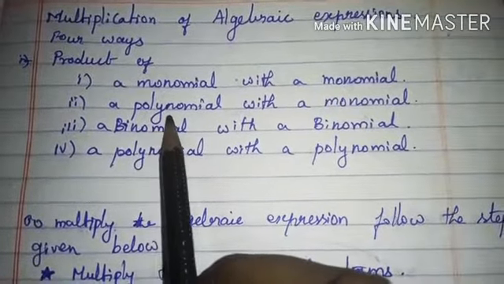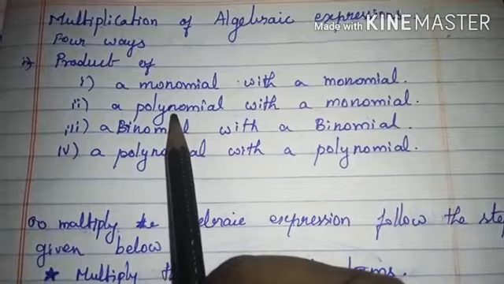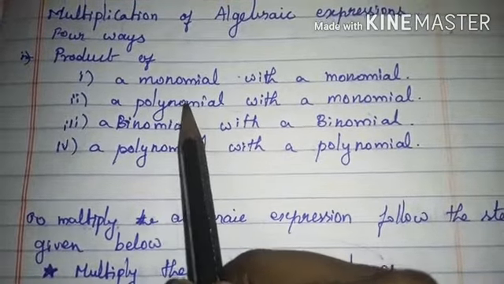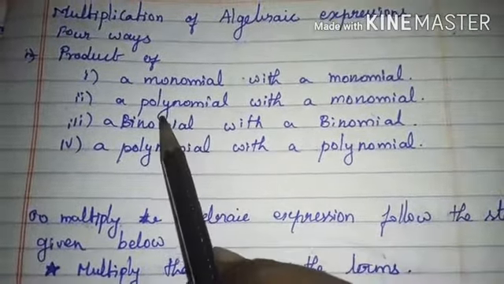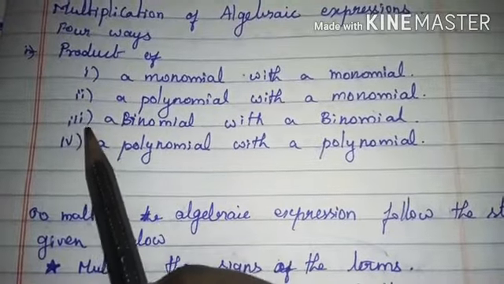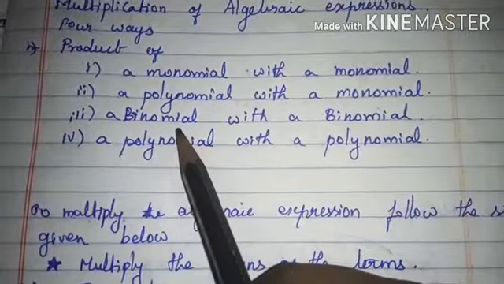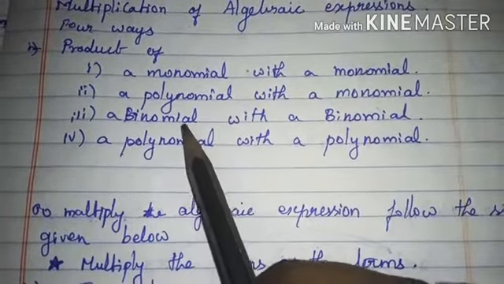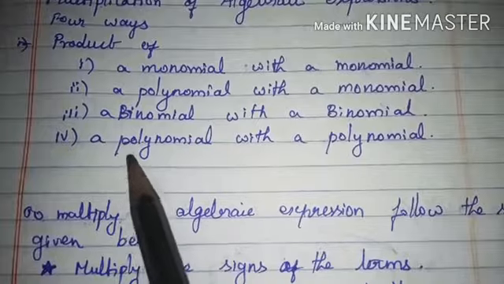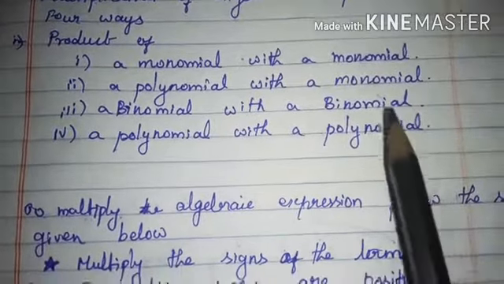A polynomial is an algebraic expression which has more than 3 terms. When we have that, we call the algebraic expression a polynomial. And the third way is a binomial with a binomial. Here a binomial is an algebraic expression which has only 2 terms. And the fourth way is a polynomial with a polynomial.